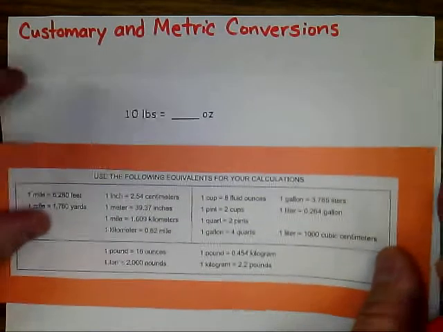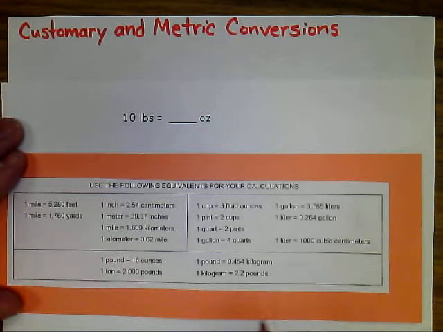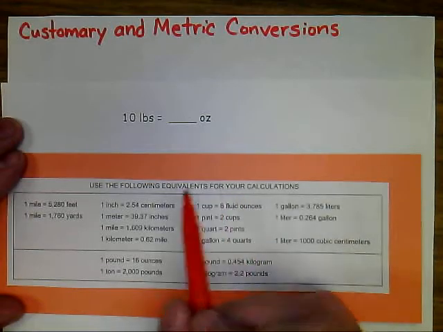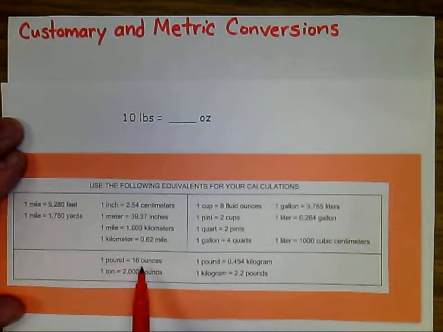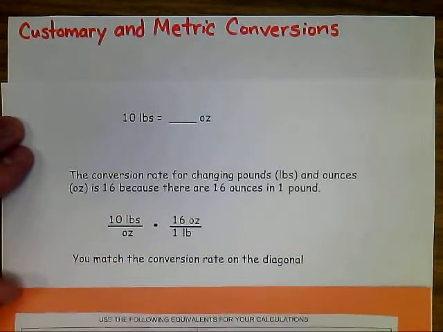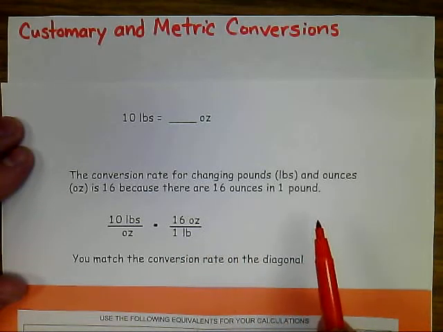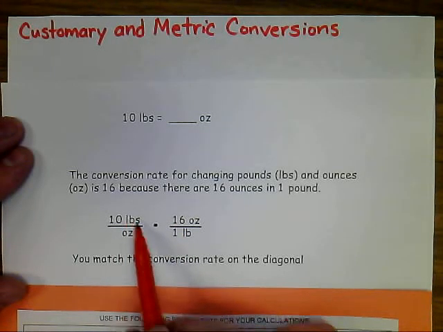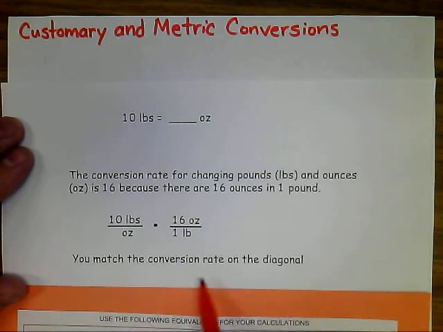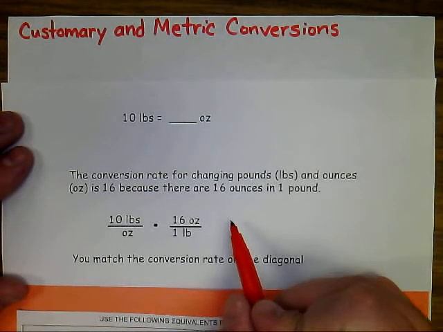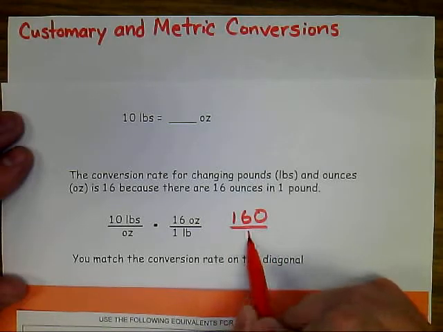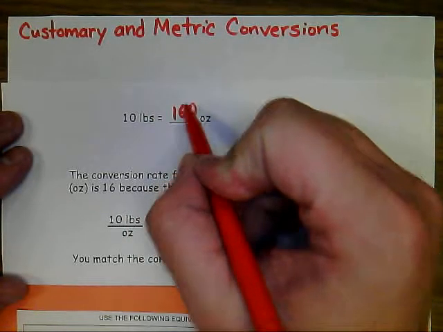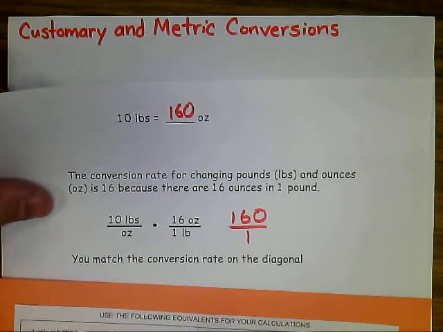In this example, we're changing pounds and ounces. Again, we're going to look down here and we're going to find 1 pound is equal to 16 ounces. So the conversion rate for changing pounds and ounces is 16 because there are 16 ounces in 1 pound. Again, you'll see that the ounces are on the diagonal and the pounds are on the diagonal. You always match the conversion rate on the diagonal. Again, we're going to multiply. 10 times 16 is 160. And so that means that 10 pounds is equal to 160 ounces.